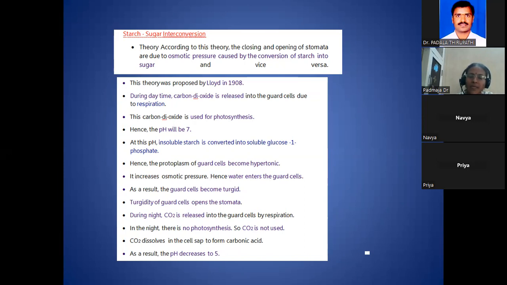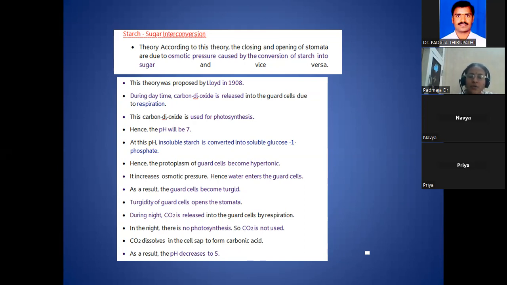So whatever the theories may be, the process is the same. Some say it is due to high pH or low pH, or due to accumulation or lesser accumulation of organic acids. But as a result, the turgidity of the guard cells helps in opening the stomata.